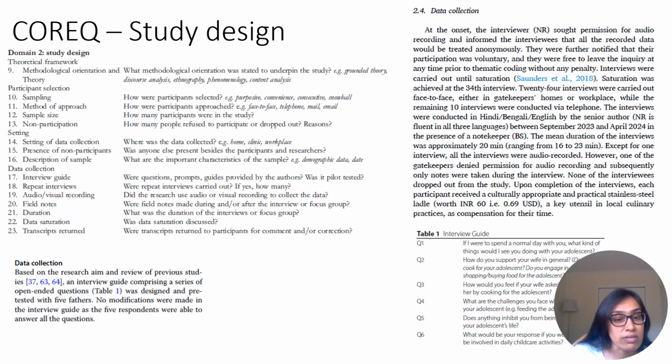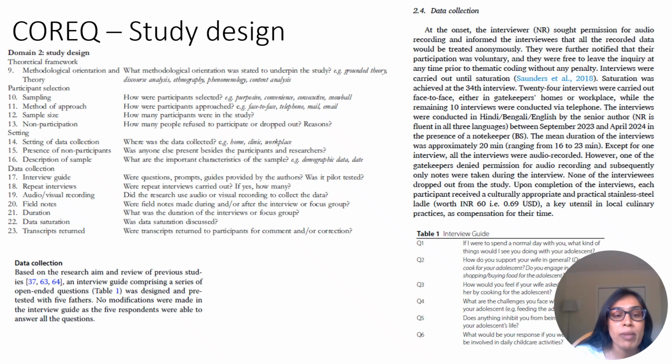Let's see if we have that. Based on the research aim and review of previous studies, an interview guide. So how was your interview guide prepared? You need to mention. Were they original questions? Were they derived from the literature? If you're deriving, please mention the references. An interview guide comprising a series of open-ended questions was designed, so this is table 1, and pre-tested with 5 fathers. See here it's written, was it pilot tested? So I mentioned that.